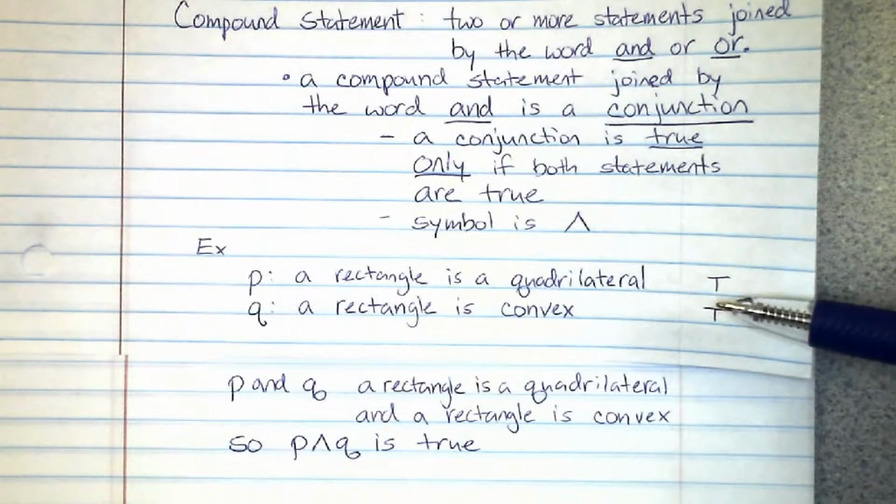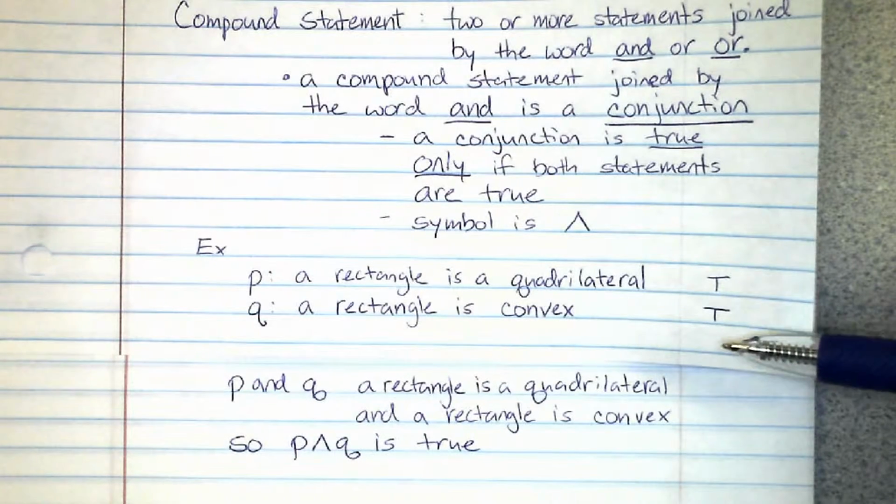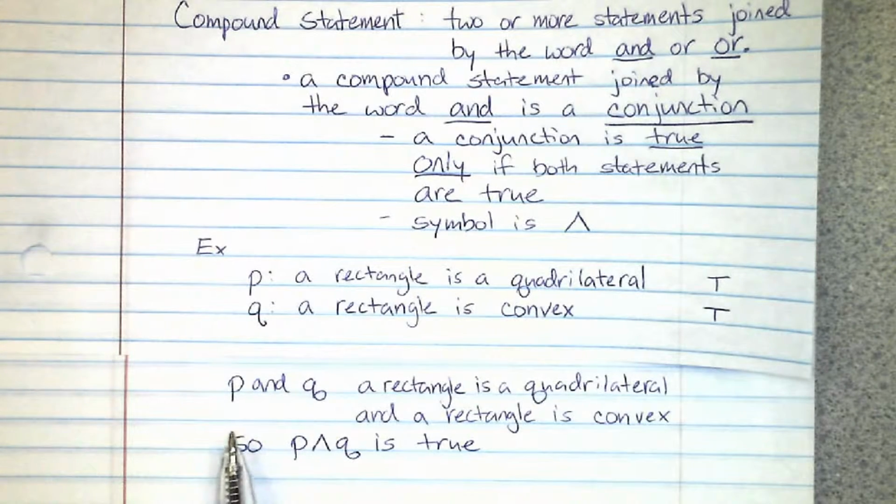So, statement P, a rectangle is a quadrilateral, and yes, that's true. Statement Q, a rectangle is convex, and yes, that's true. So P and Q joined with the word and would be a rectangle is a quadrilateral and a rectangle is convex. So P and Q is true, or the conjunction of P and Q is true.